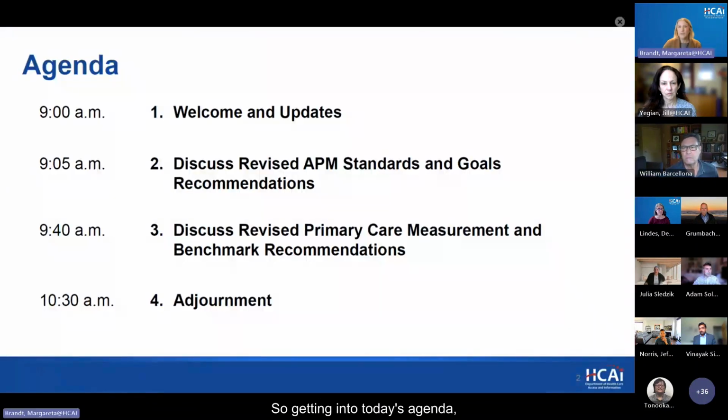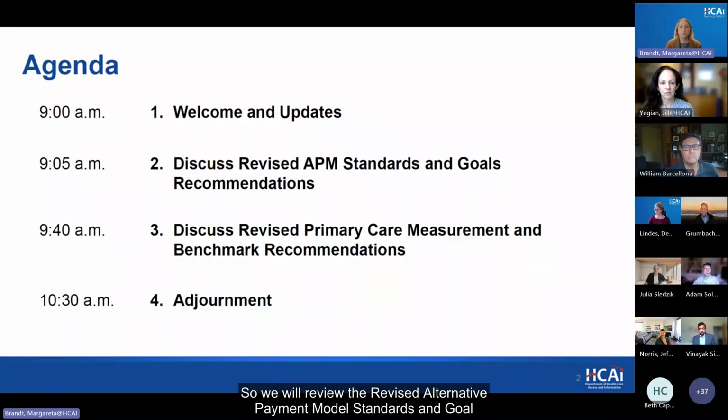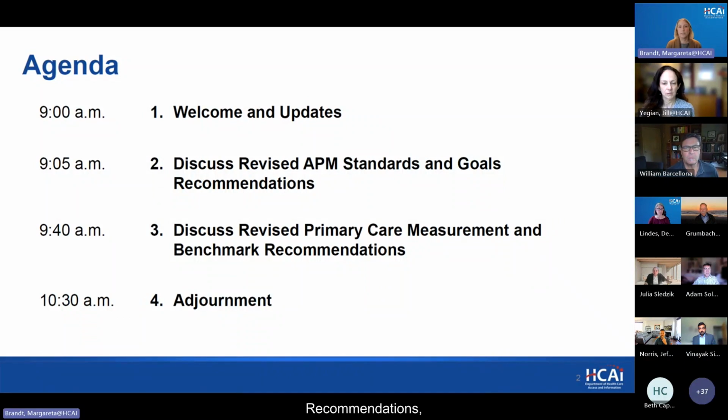So getting into today's agenda, we are focusing on our two key areas, alternative payment models and primary care investment. We will review the revised alternative payment model standards and goal recommendations, and then we'll also share with you a more updated primary care measurement approach and benchmark recommendations.